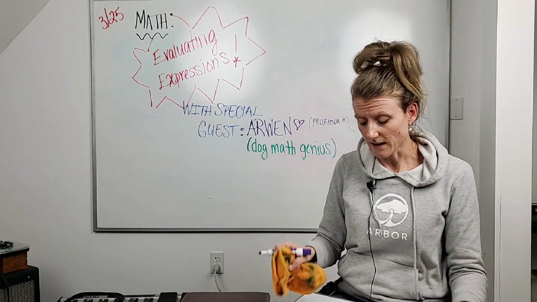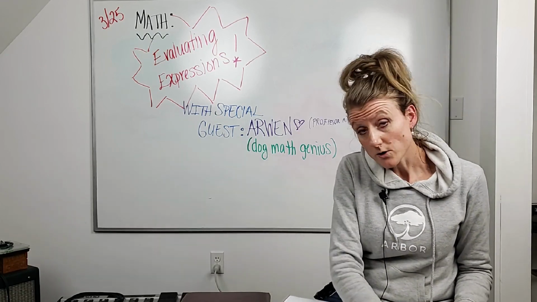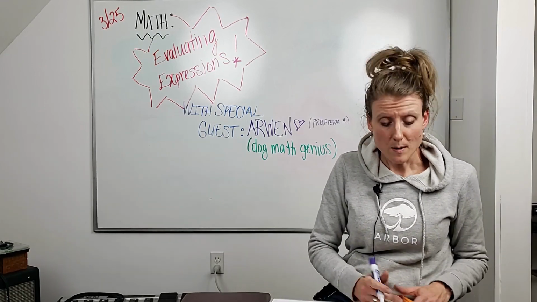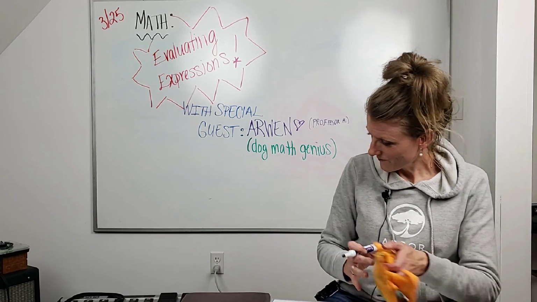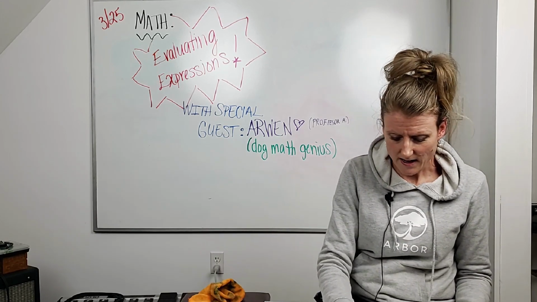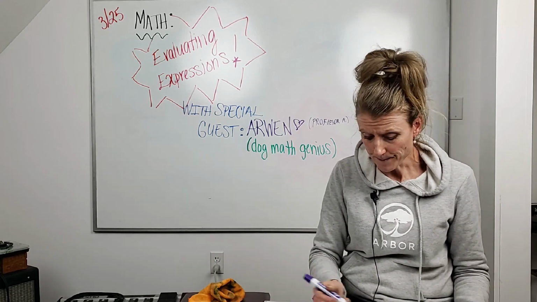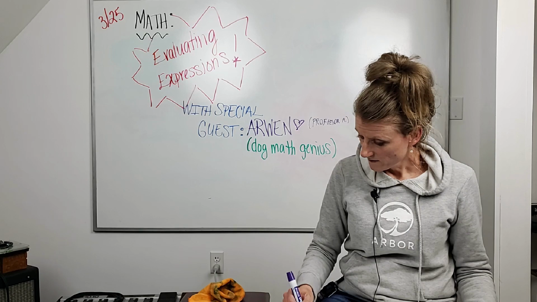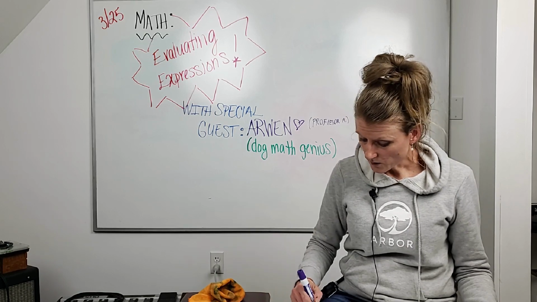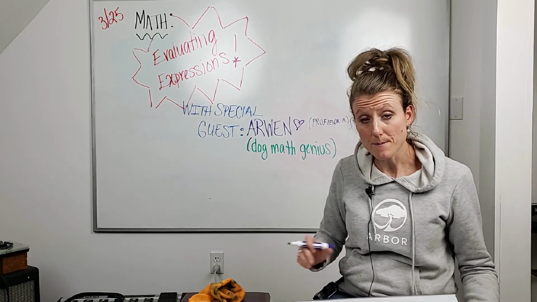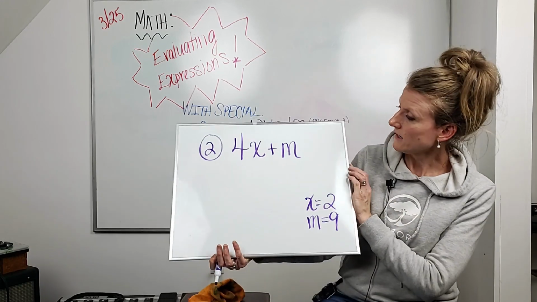Now they're going to obviously get a little bit more difficult because you guys are 6th graders. So let's step it up a little bit on number 2. We're going to put a couple variables in here. I'm going to give you an x and an m. And we're going to make x equal to 2. And I'm going to make m the number 9.